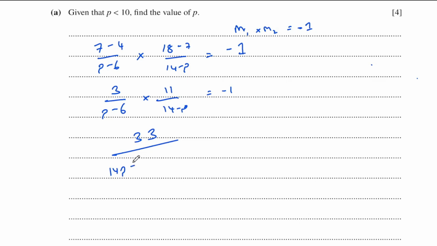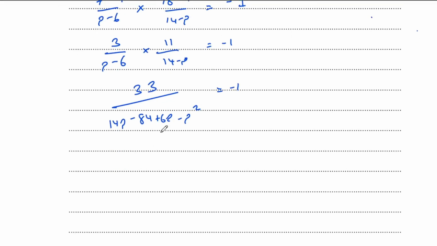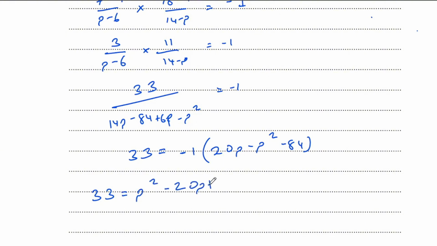which is just going to be 14P minus 6 times 14, which is 84, minus 84 plus 6P minus P squared equals negative 1. And then just take this to the other side. So 33 equals negative 1 times 14P plus 6P is 20P minus P squared minus 84. This becomes 33 equals P squared minus 20P plus 84.